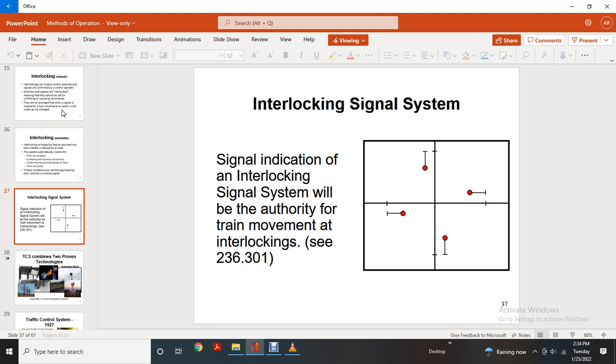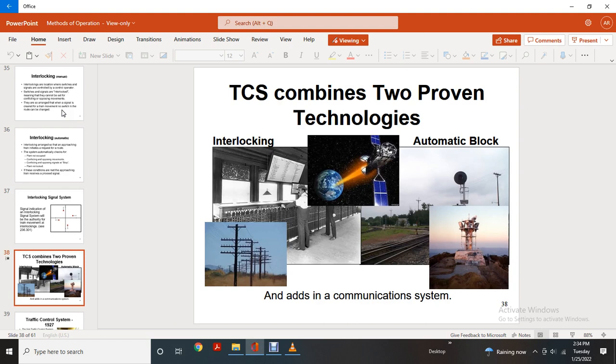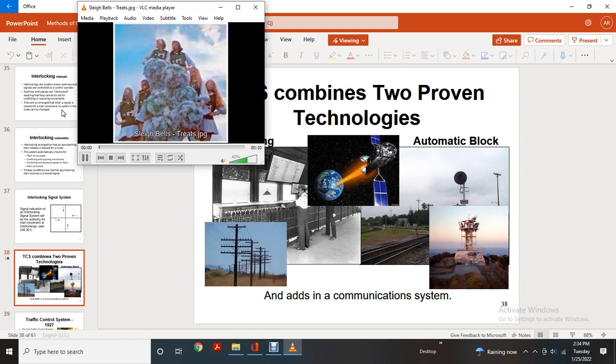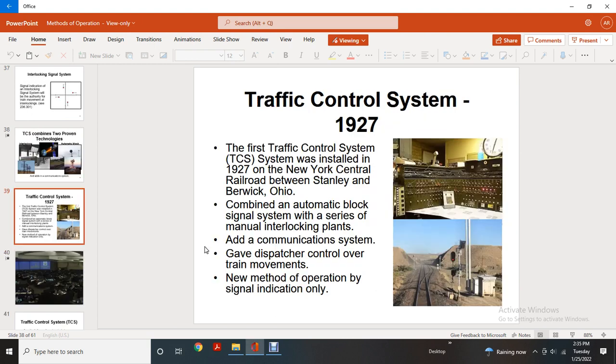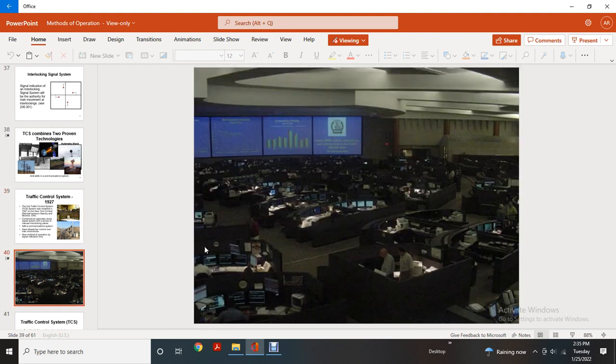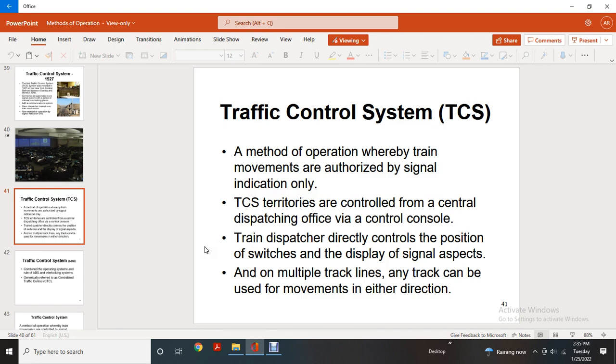The traffic control system, TCS, combines two proven technologies, interlocking and automatic block, and adds a communication system. The first traffic control system was installed in 1927 on the New York Central Railroad between Stanley and Berwick, Ohio. It combined the automatic block signal system with the manual interlocking plants and added a communication system, giving the dispatcher control over train movement. The new method of operation was signal indication only, and it was called the traffic control system.